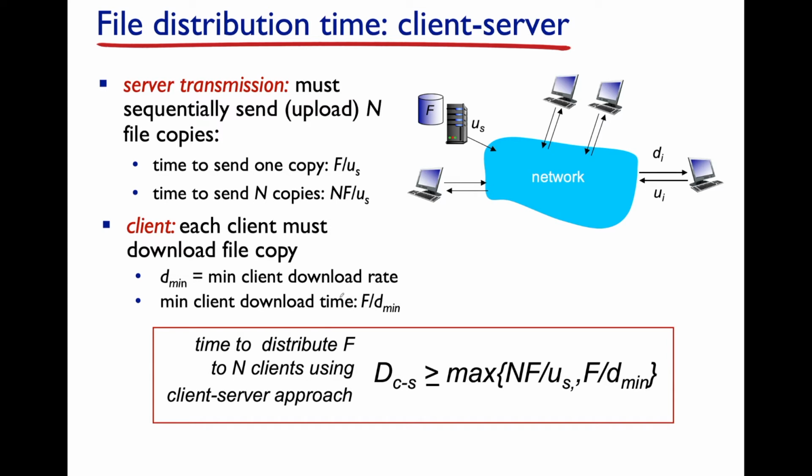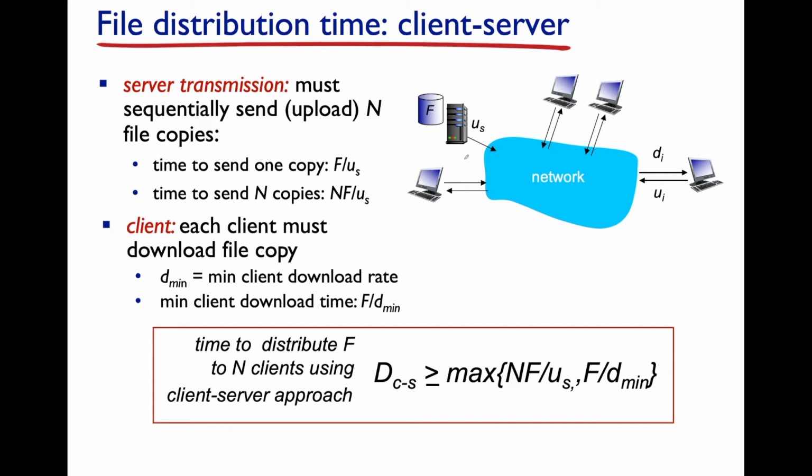In this scenario, the server has to sequentially upload n many copies of that file. The server uploads the file once for the first peer, another time for the second, another time for the third peer, another time for the fourth peer, and so forth, another time for the nth peer. The time for the server to send one copy into the network, we take F and divide by the transmission rate for the access link to upload for the server. So we get F divided by U sub S. And that's the time to send one copy into the network.